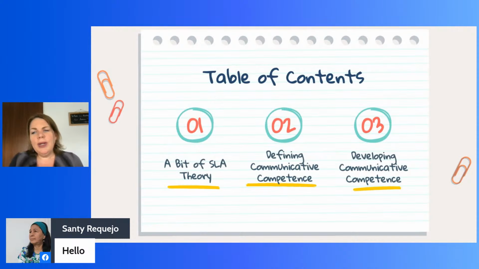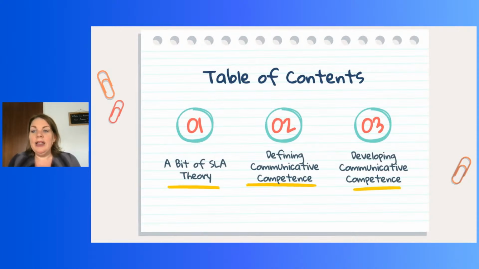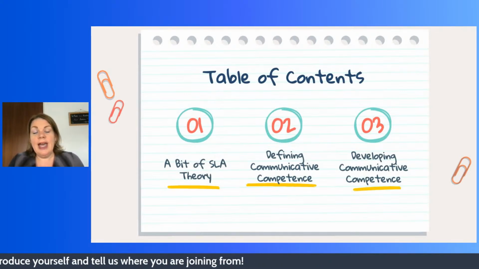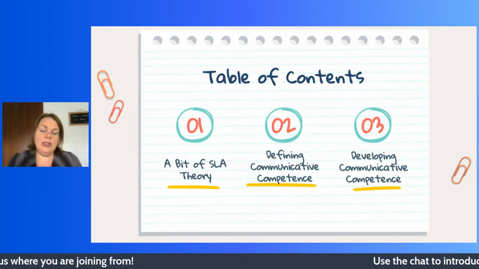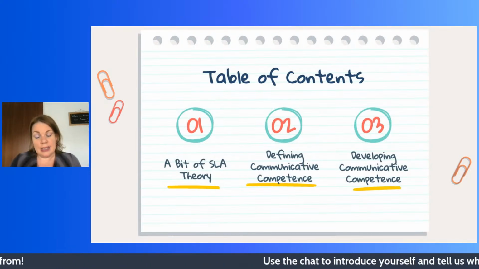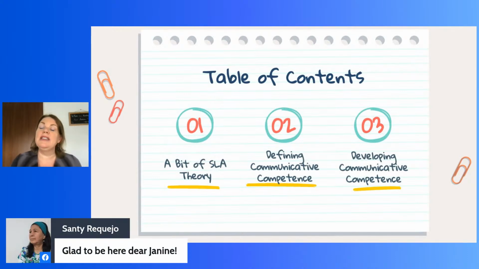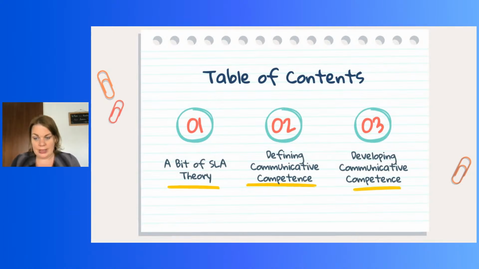Okay. So what are we going to look at today specifically? Well, in the topic of communicative competence, we're first going to take a look at a bit of SLA theory, which means second language acquisition theory, right? All of the recent webinars have been centered around second language acquisition theory, which is very important for us as English teachers to know. Then we're going to define communicative competence. And lastly, we're going to look at some activities, classroom activities and homework activities to develop communicative competence in our students. Okay.